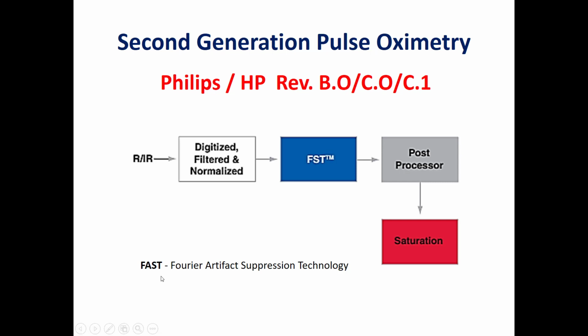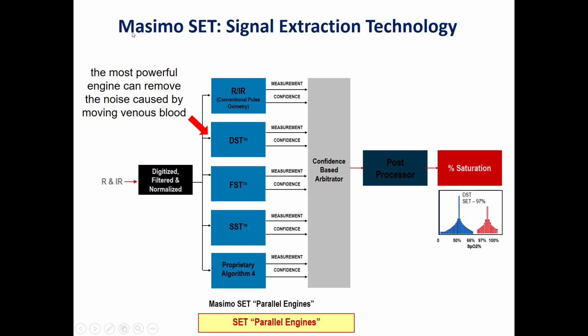Philips names this filter FAST, which is an acronym of Fast Artifact Suppression Technology, where the best solution was available in Masimo. Their technology, which they call SET, is an acronym for signal extraction technology. They have used many filters, one of them called DST. One is the FST, which has been used, as we said before, by Philips, and they name it FAST. Also the SST algorithm, and other algorithms, and the adaptive filter, which has also been used by Nalcor.